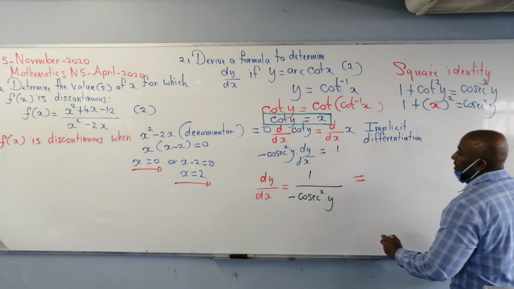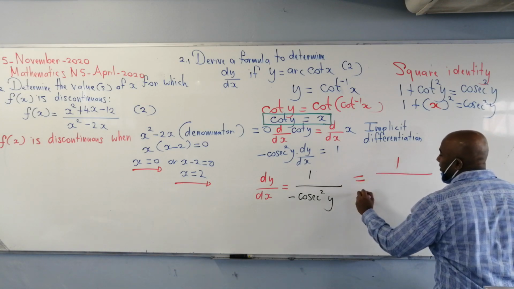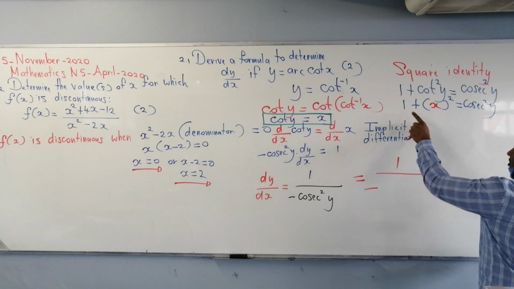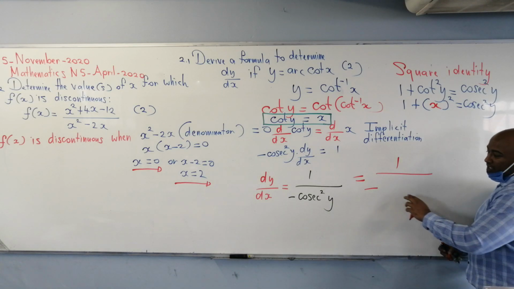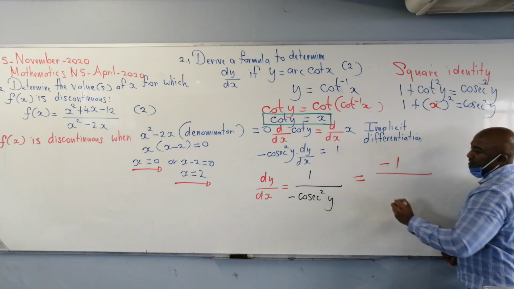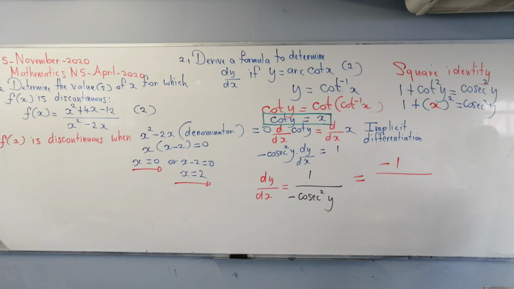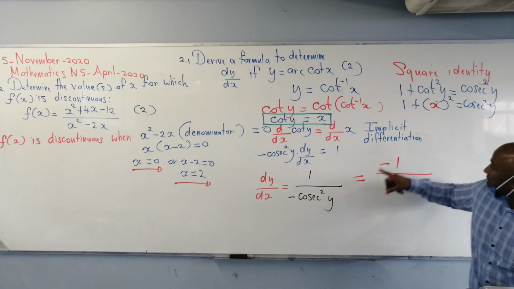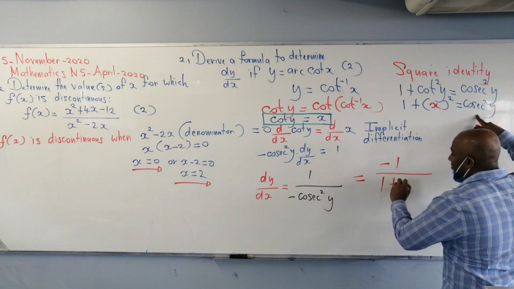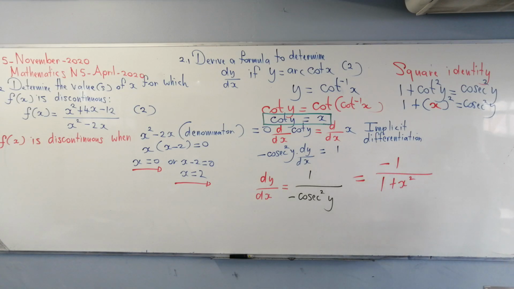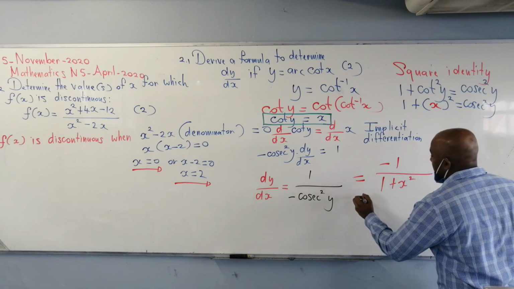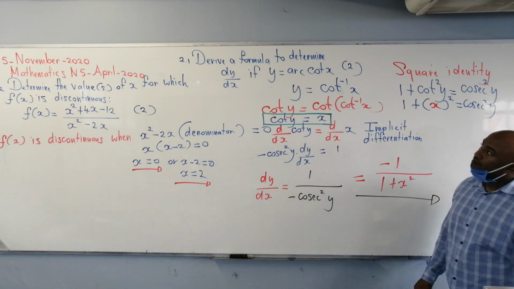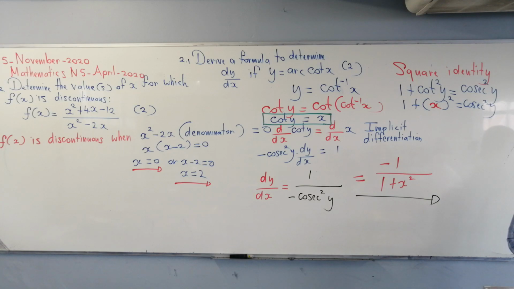So therefore this is going to be 1 divided by minus, and then I got cosec squared. So it's better to write down the minus here. You understand that? Whether it's 1 divided by minus 1 is minus 1. I just want the cosec squared, because cosec squared is 1 plus x squared. And that is how you derive the formula for inverse cot. Easy, just your square identities are given to you if you forgot.